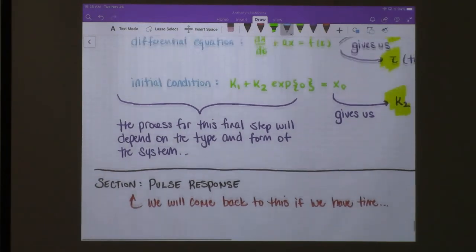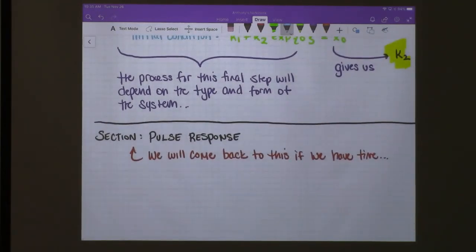Okay, the next section is the pulse response. It's not that much different from what we've looked at so far. It's essentially applying it 2 times in a row. So I'm going to skip it for right now. We'll come back to it if we have time. I don't think we're going to have time.